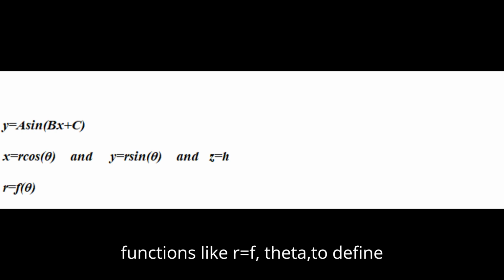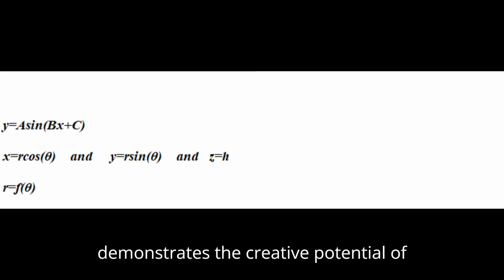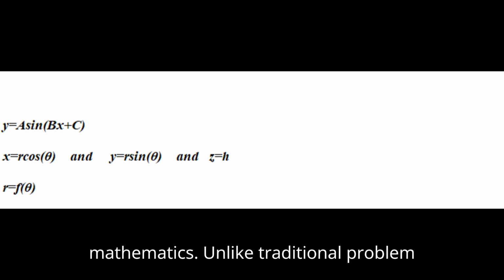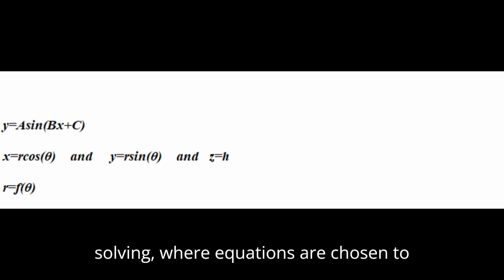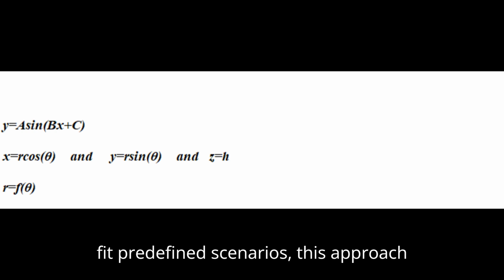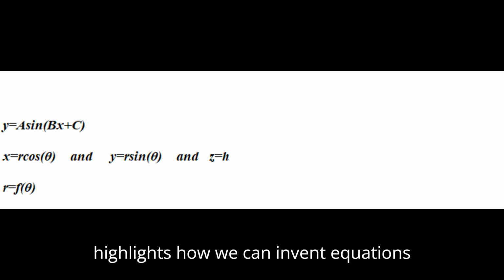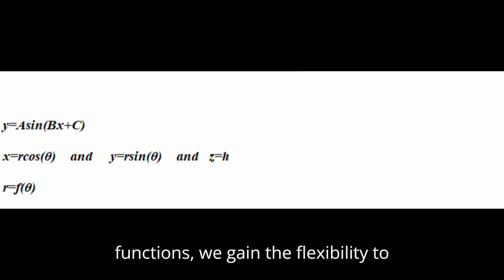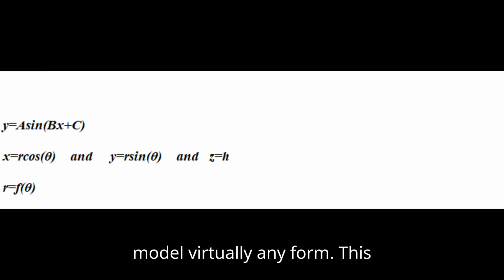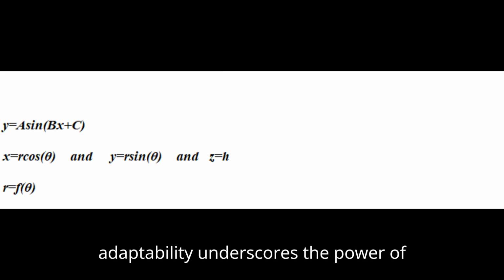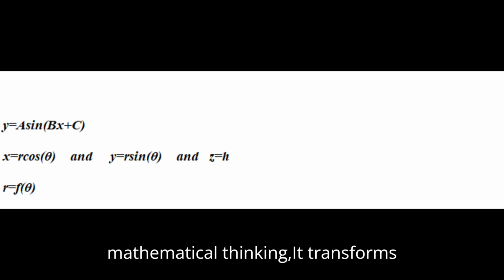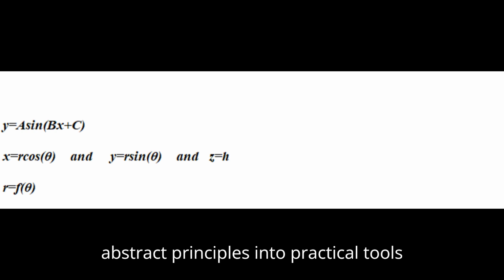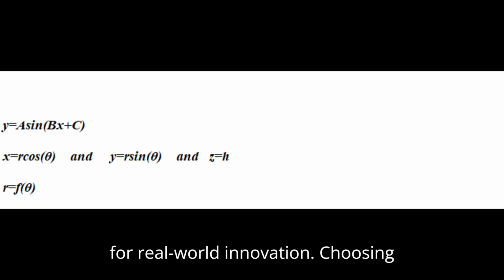The use of functions like r equals f(theta), to define variable radii or irregular shapes, demonstrates the creative potential of mathematics. Unlike traditional problem solving, where equations are chosen to fit predefined scenarios, this approach highlights how we can invent equations tailored to our need. By combining trigonometric, polynomial, and parametric functions, we gain the flexibility to model virtually any form. This adaptability underscores the power of mathematical thinking. It transforms abstract principles into practical tools for real-world innovation.